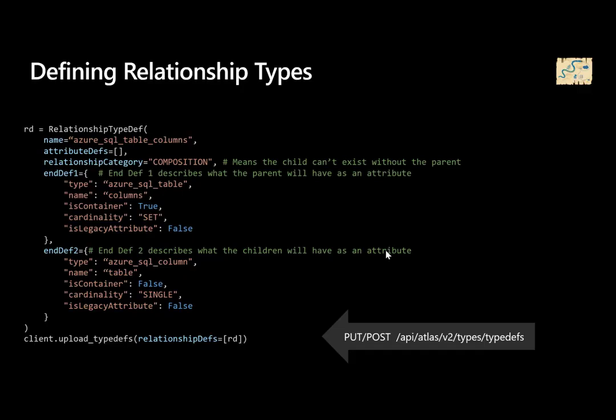And we have to pass in that this is a relationship definition. So here you go, we're going to pass in an array of our list of our relationship definitions in here. And this is pointing to, again, that same idea of a put or a post to the types/typedefs endpoint. And again, if you are using PyApache Atlas, you can specify the force update to true, and then it will determine whether or not I should do a put or a post. Otherwise, put is for updates, post is only for a brand new instantiation of types.